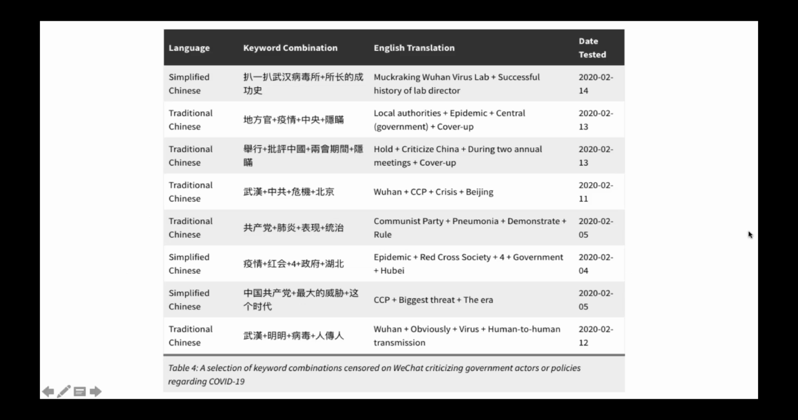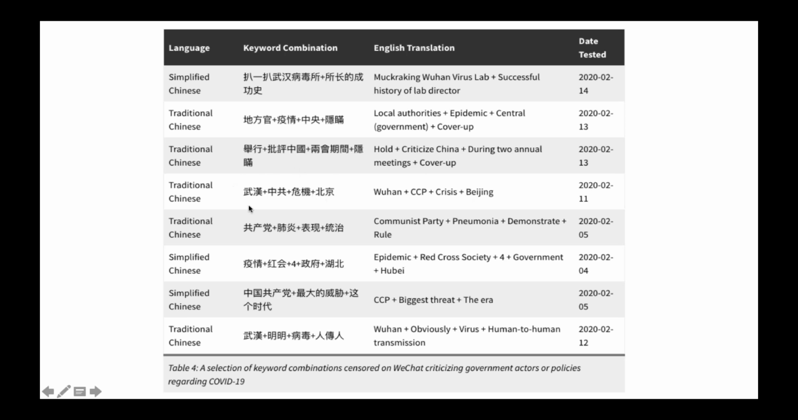Similarly, WeChat is another very popular app that people use for almost everything. Then what they found were different kinds of keyword combinations that were starting to be screened. Now, one of the things is these could be detected only in early February. You can see the dates, 4th, 5th, 12th, and others, where again, muckraking, Wuhan virus lab, successful history of lab director, local authorities, epidemic, central government, cover up, such kind of Wuhan plus CCP plus crisis plus Beijing.